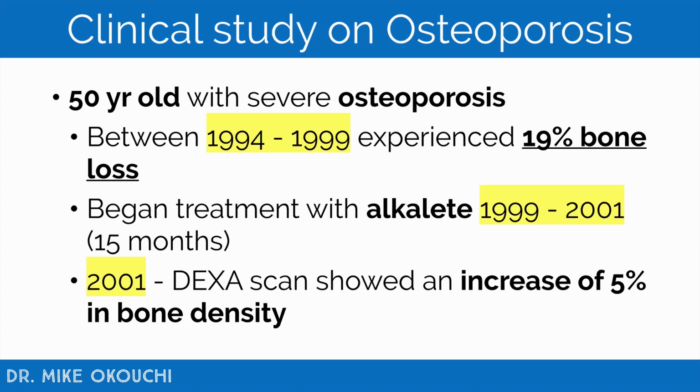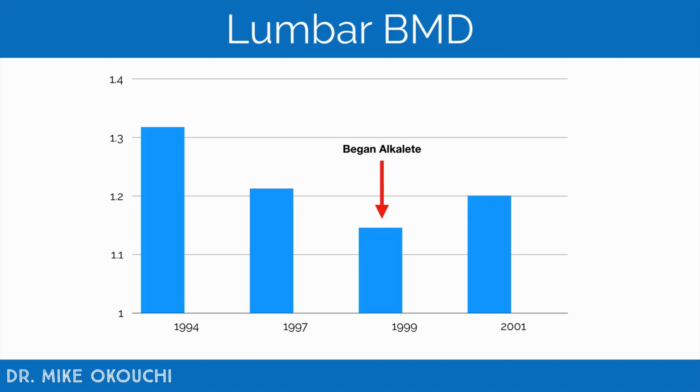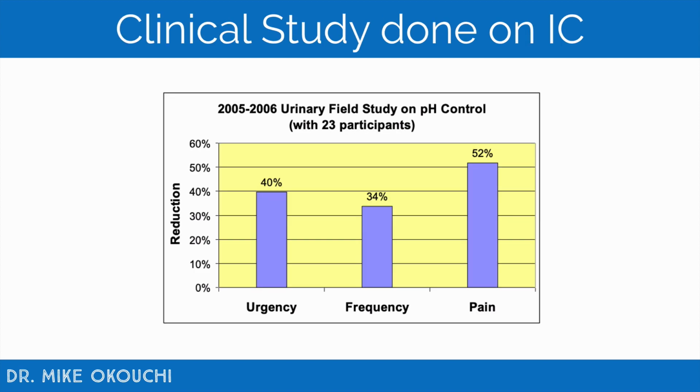There was a clinical study done in osteoporosis. A 50-year-old, she had severe osteoporosis. Between the years of 1994 to 1999, she's showing a 19% bone loss. And then in 1999, she began treatment with Alkalete over the course of 15 months. And at the end of that 15 months, they did another DEXA scan, and they showed that she had an increase of 5% in bone density. So here you can see the lab readout in bone mineral density. And in 1999, they stopped the decrease in bone density. It's pretty amazing.